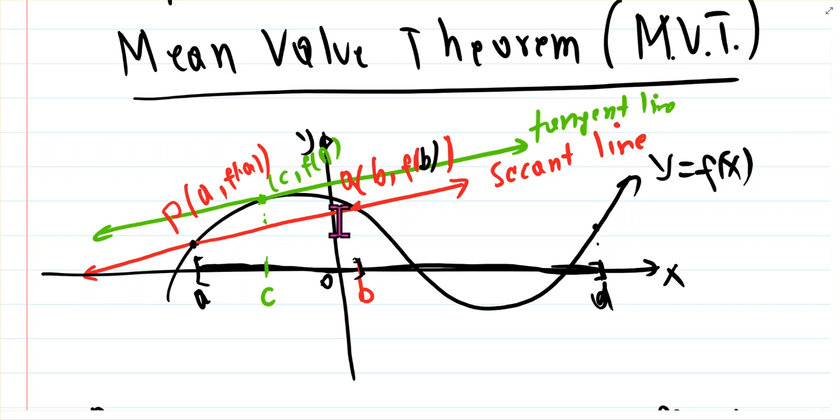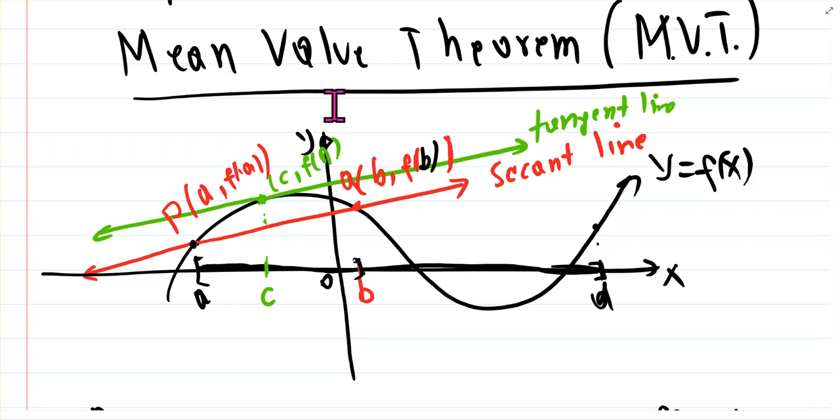So we know how to find the slope of the line that goes through 2 points. Basically, we do change in y over change in x. So the slope of this red line is going to be f of b minus f of a divided by b minus a. So what is then the slope of the green line? The slope of the green line is going to be the derivative of the function f of x evaluated at x equals c. So it's going to be f prime at c.